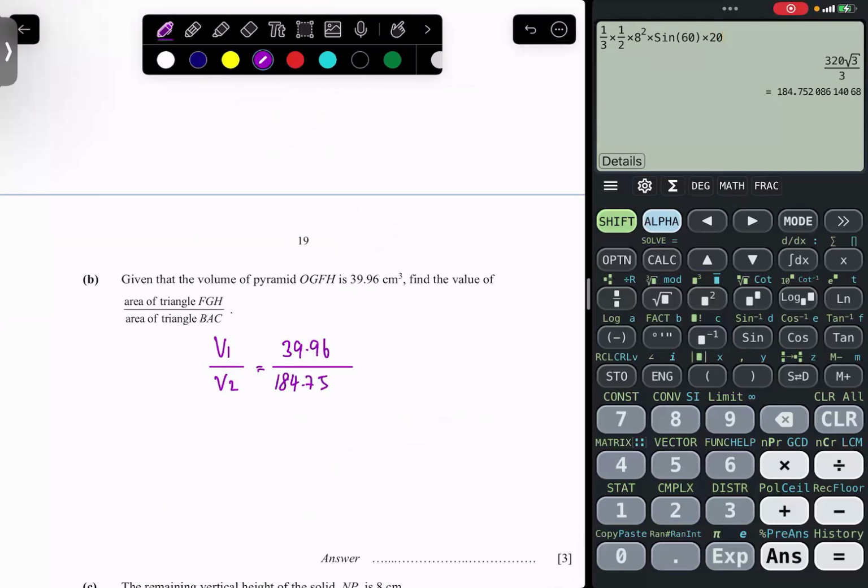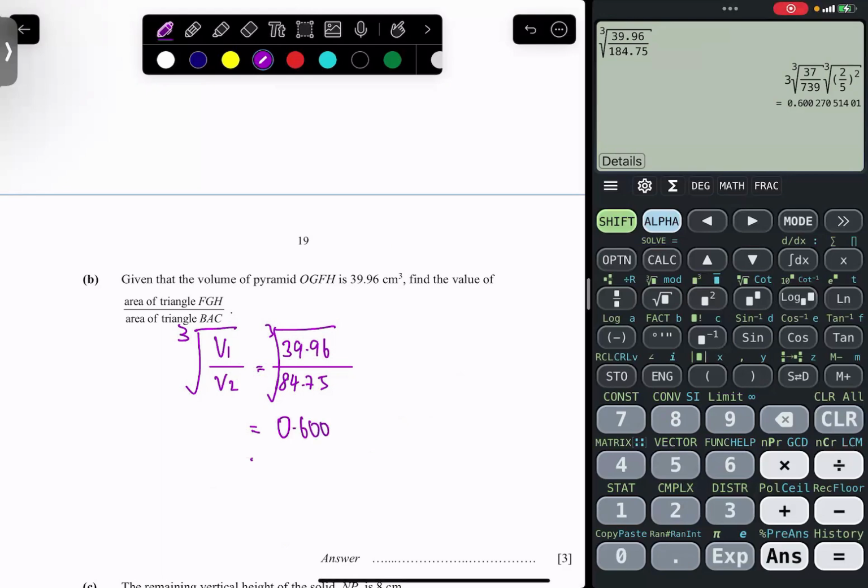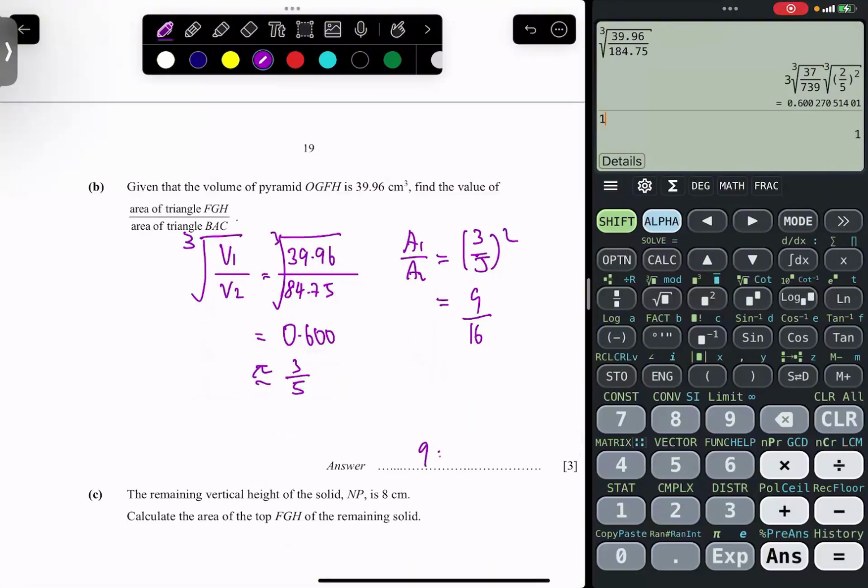Since it is V1 over V2, I'm going to cube root it. So cube root of 39.96 over 184.75 will be about 0.600. As a fraction, we can work it out to be something like 3/5. That means the area ratio A1 over A2 will be 3/5 squared, so 9 out of 25.